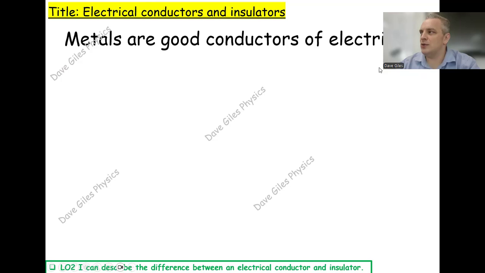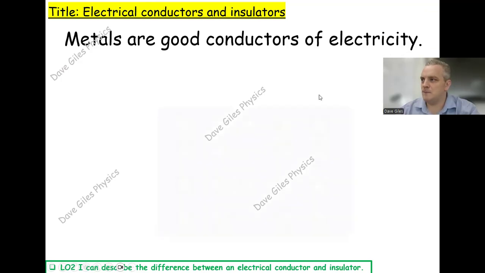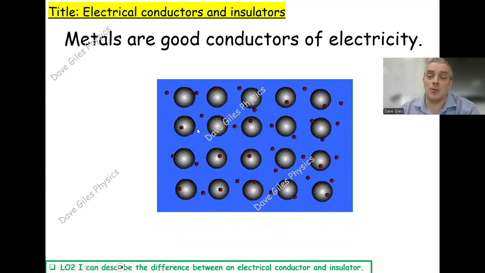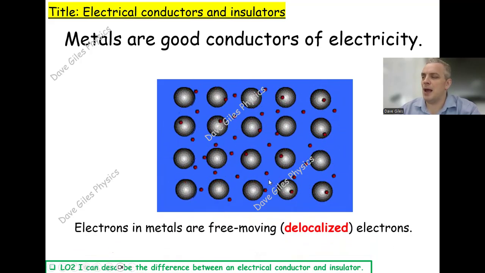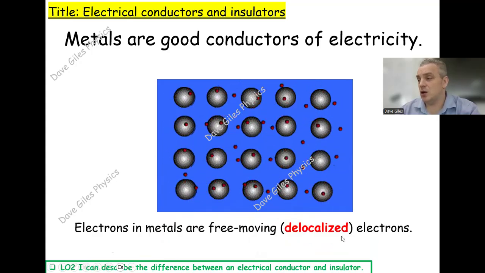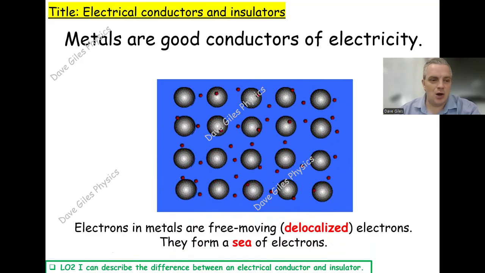Metals, generally speaking, are good conductors of electricity, and this is why. It's because metals have got something called free electrons. The electrons in metals are free moving, delocalized. If you do chemistry, you might see that word. And you get what's called a sea of electrons.